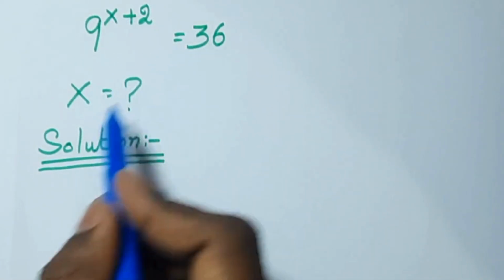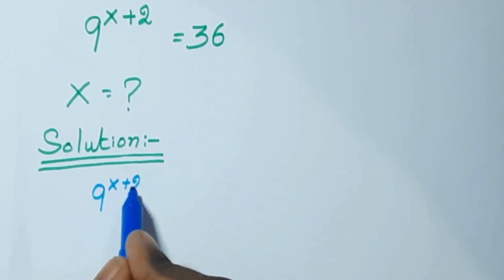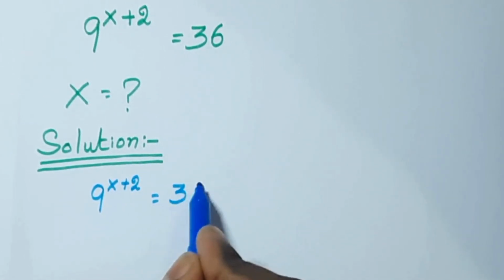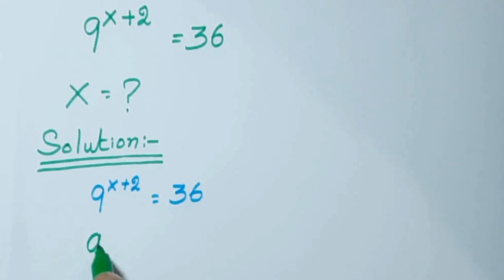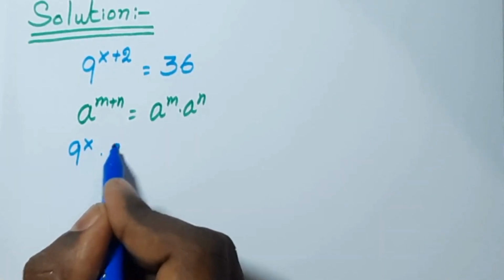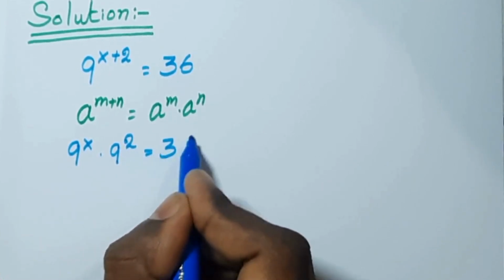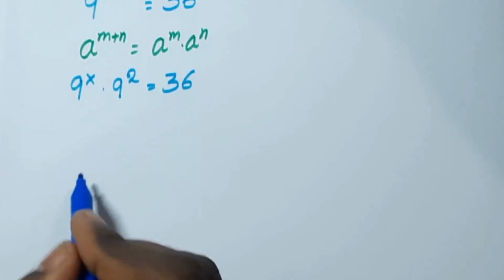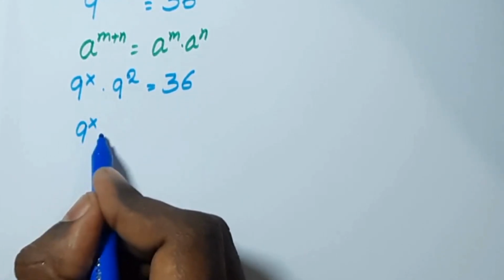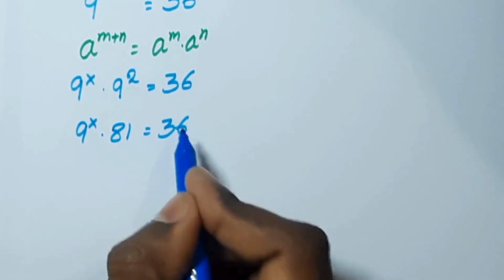Today we are going to solve this equation to find the x value. Solution: 9^(x+2) = 36. We know the formula a^(m+n) = a^m times a^n. So 9^x times 9^2 = 36. Now 9^x times 81 = 36.